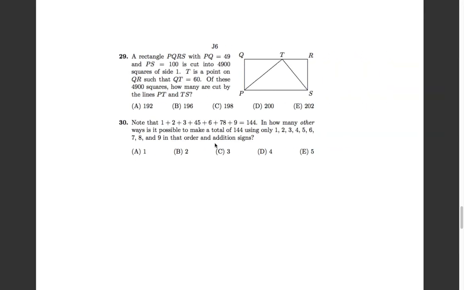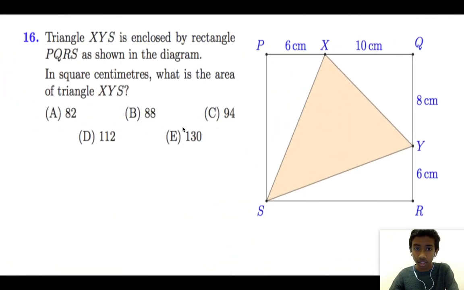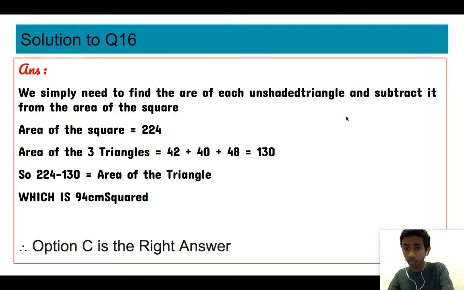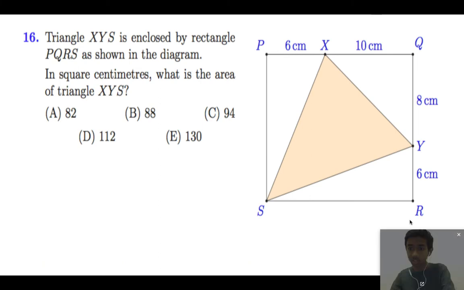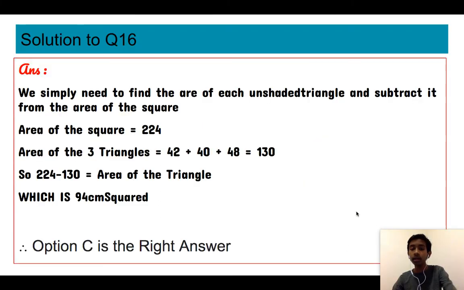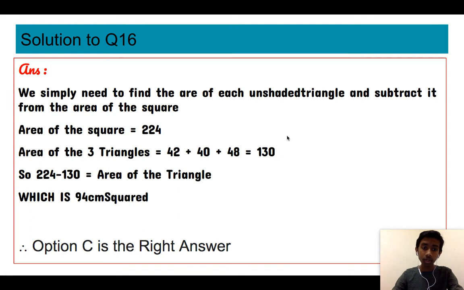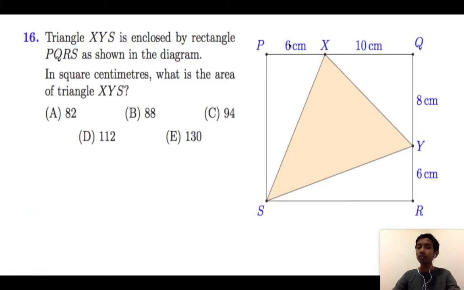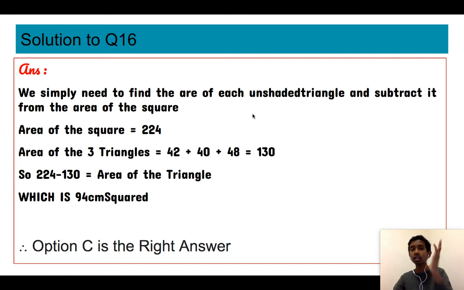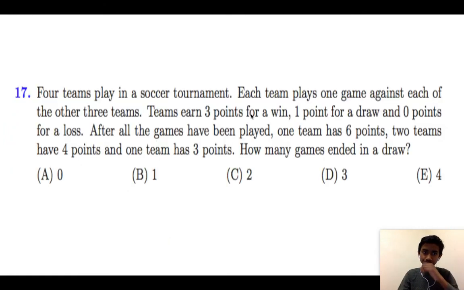So we know that the option with 48, that is this triangle. So that's how we keep going. And then if you add them all up, it's 130. So 224 minus 130 is equal to the area of the triangle, which is 94. So option C is therefore the right option here. Right, guys? Let's go. 4 more questions to go.